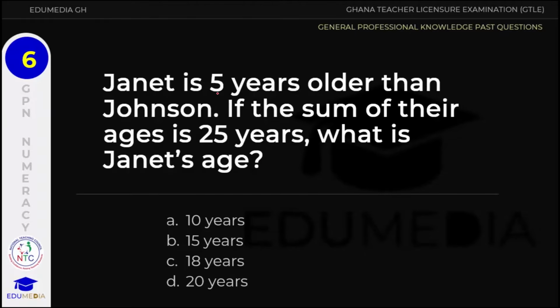So what we have here is Janet is 5 years older than Johnson. We don't know Johnson's age. What we also know is that the sum of their ages, Johnson and Janet, is 25 years. So we have 25 years here. These 25 years is made up of Janet and Johnson. So this is what consists of Janet and Johnson.